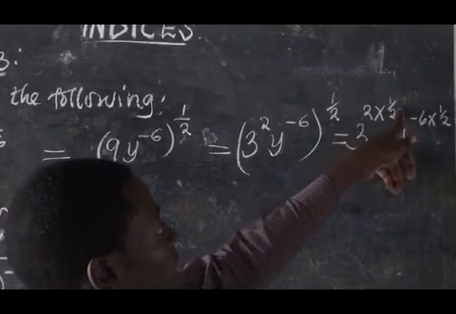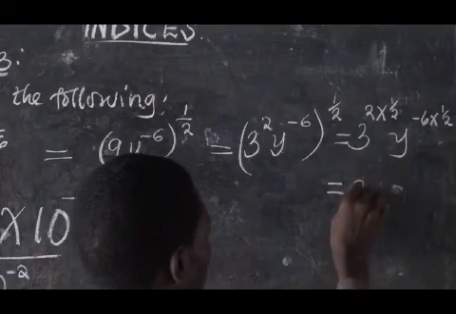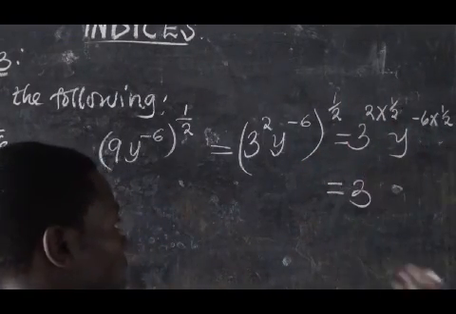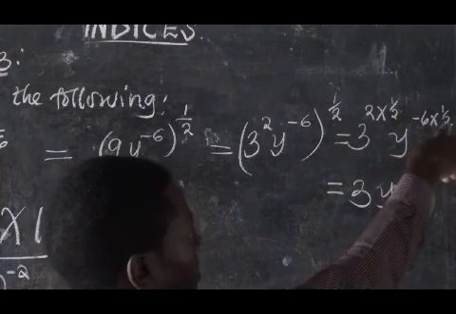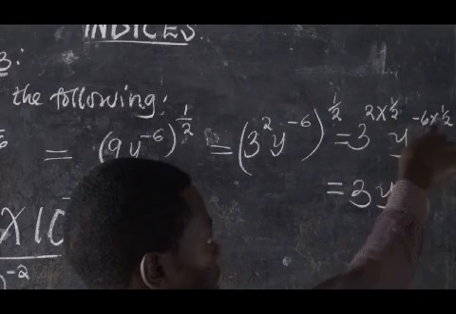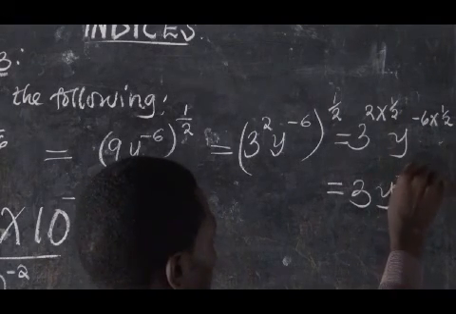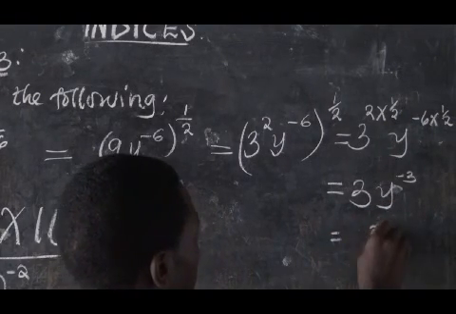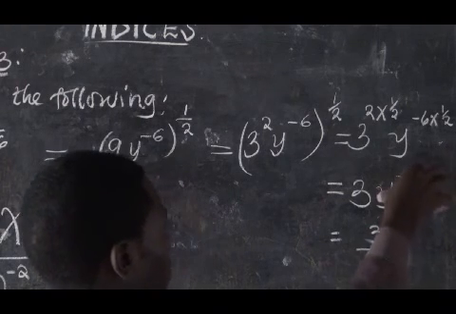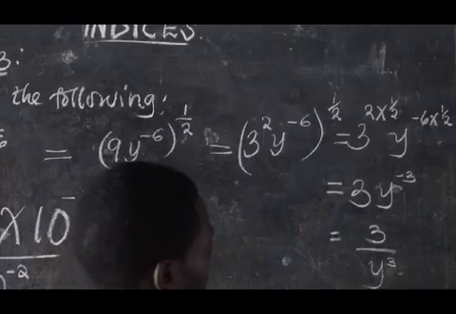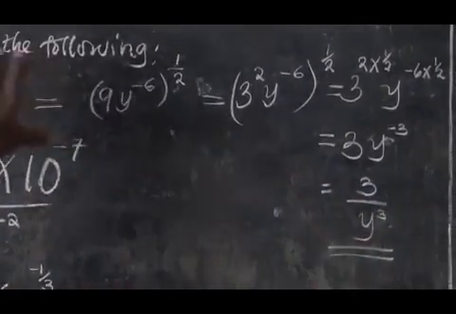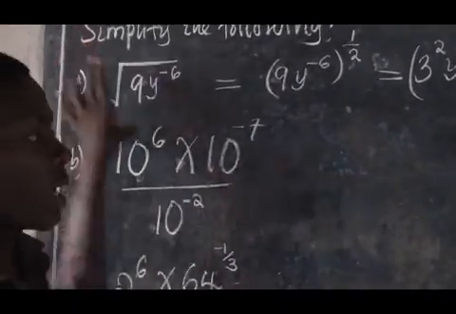2 times a half is going to give us 1. So 1 is the same as writing 3 power 1, the same as 3. This is negative 6 times a half. This one, you press your calculator and you get negative 3. This one is the same as 3 over y. You bring this one down because it's having a negative power, to have 3 over y like that. This is our solution to part A.